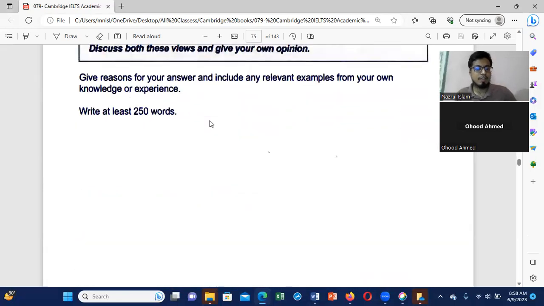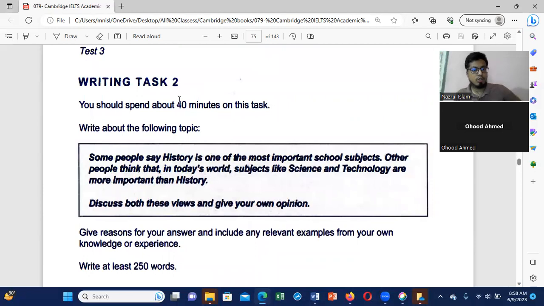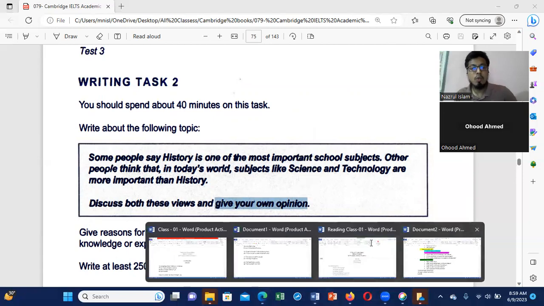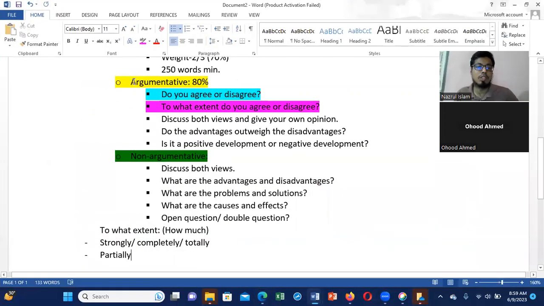You can see here, just see. Writing task 2. Here is the statement. Some people say history is one of the most important school subjects. Other people think that in today's world, subjects like science and technology are more important than history. Discuss both views and give your own opinion. So the message we got from here is that we will deal with this mostly as argumentative types. We will also work on non-argumentative, but for argument, you will give your opinion.